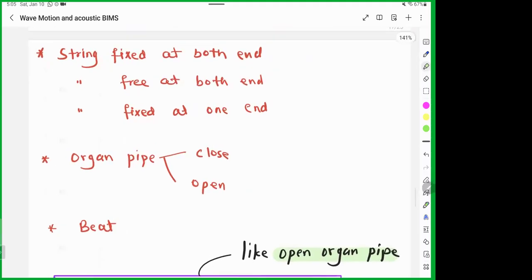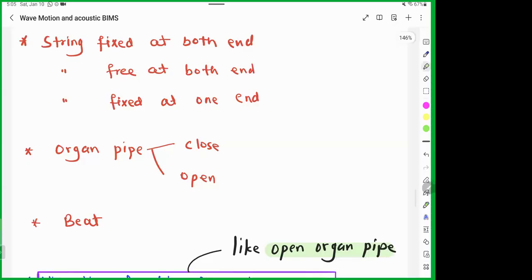And after doing all these basics, now we got these two points. String fixed at two ends, this is what we were taking as example. And the second position we will do with this: string is fixed at one end and free at the other end, because string free at both ends doesn't make sense. Correct? Organ pipe will have closed organ pipe and open organ pipe and beats. That is the topic here.